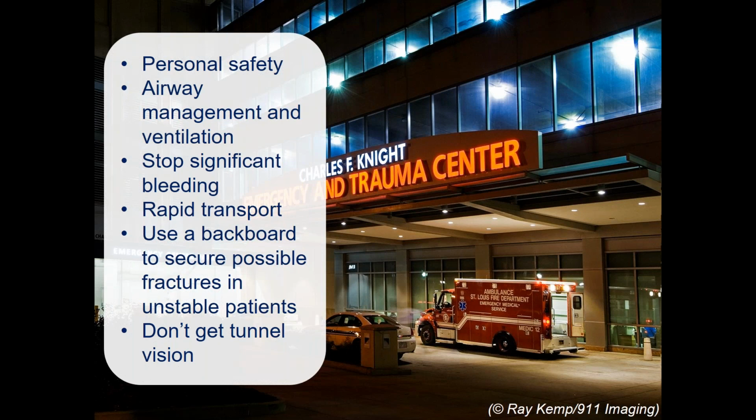Our goal should be rapid transport to somewhere that can provide the most good for this patient. We're going to take them to the closest appropriate hospital with an ALS intercept en route. And then this bottom bullet point, don't get tunnel vision. What do you think that means? What kind of things might cause us to get tunnel vision on a trauma patient?